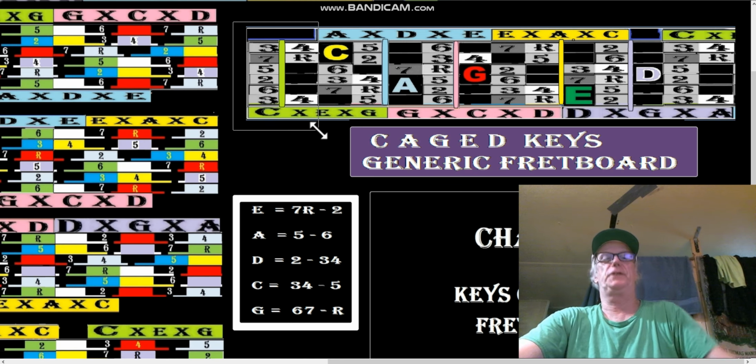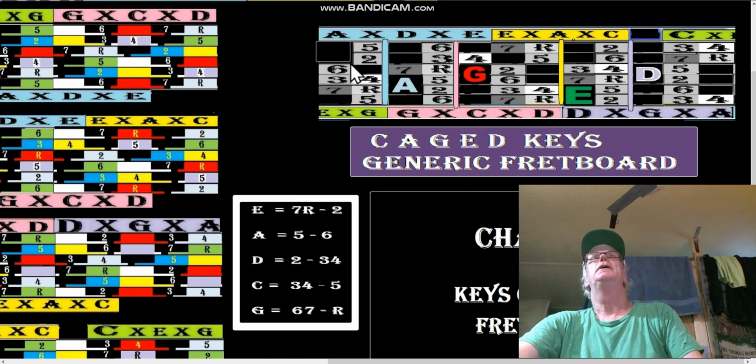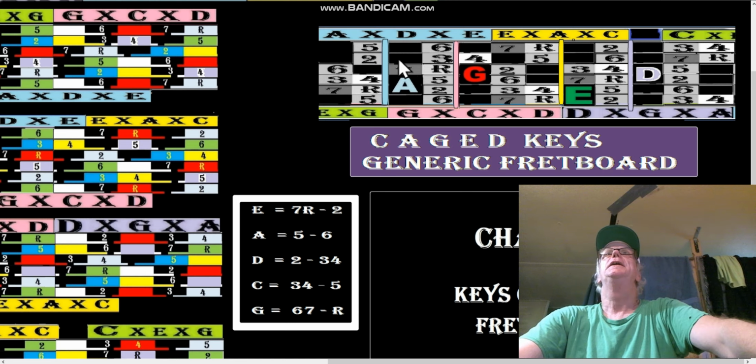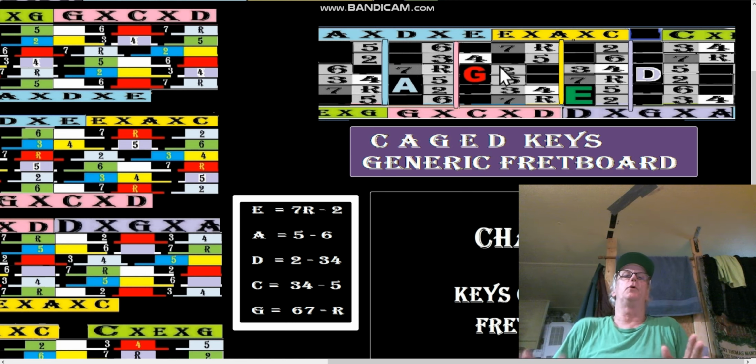In this case, for the entire key of A, the little C label doesn't pertain to that. Now we're looking at E as the 5th. So that's how the generic fretboard works, to show that this works in any key. You don't have to make a whole new fretboard every time.